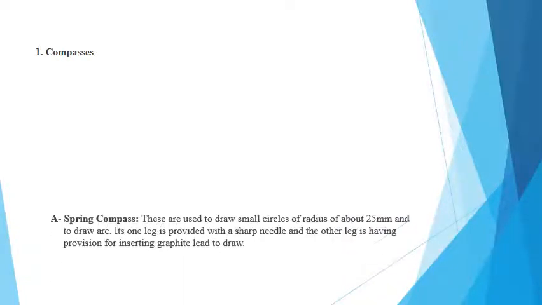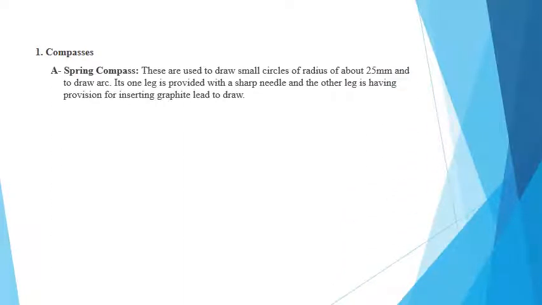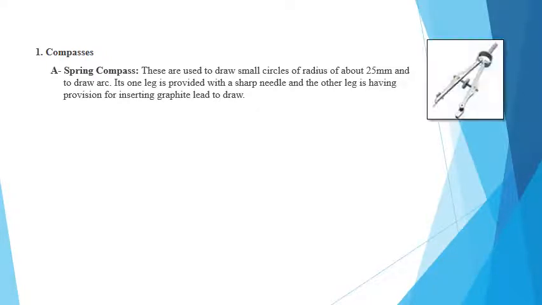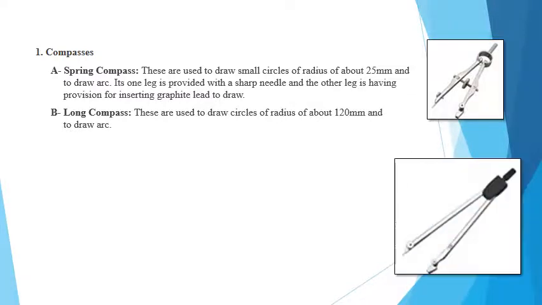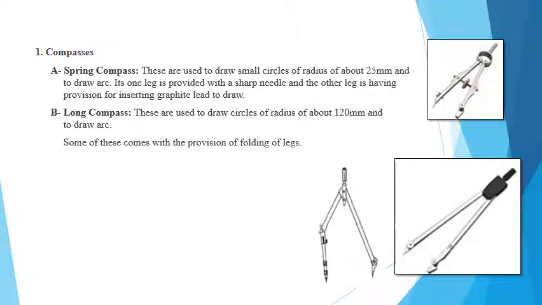In the instrument box we have compasses of two types. First we have the spring compass. These are used to draw small circles and arcs of radius 25 mm, and one leg is provided with a sharp needle whereas the other leg has provision for inserting the graphite lead to draw. Second we have the long compass. These are used to draw circles of large radius, like 120 mm, and to draw large arcs. Some of these come with the provision of folding legs and some come with the provision of a lengthening bar.